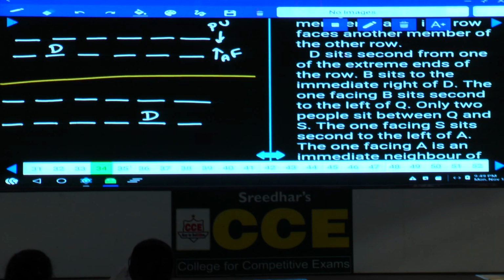D sits second from one of the extreme ends of the row. B sits to the immediate right of D. Here also, B is to the immediate right of D.